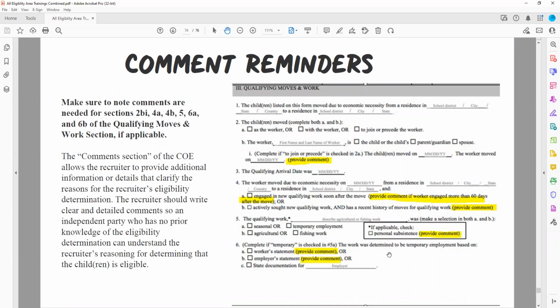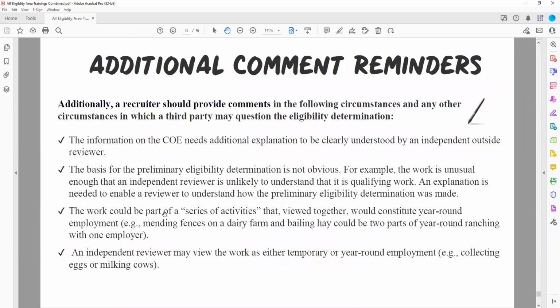So for the "to join" move, you have to put a comment. If it took longer than 60 days to get the work, and you have a state policy that allows that, then you put a comment there. If they actively sought new qualifying work and have a recent history of moves, and you needed to put that on there, then you need a comment. Qualifying work, if it was personal subsistence, you need to put a comment. If you're going on temporary work and you need to have the worker statement or the employer statement, of course, you would need a comment for that too. So you want to just make sure you're really aware of those.